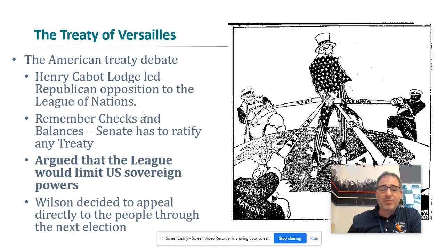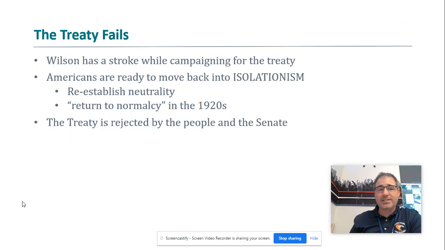Wilson tries to appeal directly to the people. He tries to make it an issue in the re-election campaign in 1920. So he goes out on this big whistle-stop train tour. He has a stroke while he's campaigning for the treaty, becomes ineffective at speaking, and dies shortly thereafter. But the American people rejected the treaty. So they never actually accepted the League of Nations. In fact, the United States had to sign a separate peace treaty with Germany.